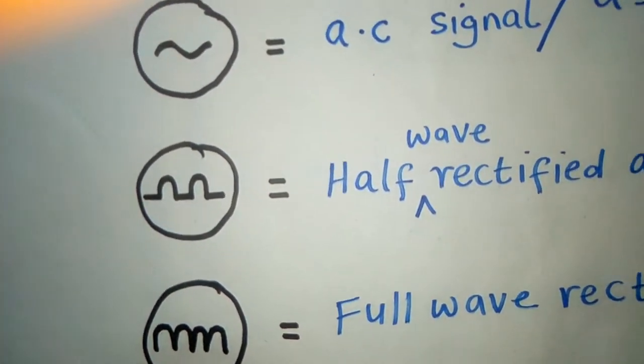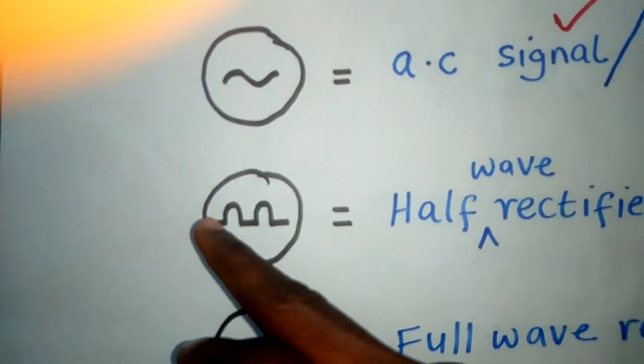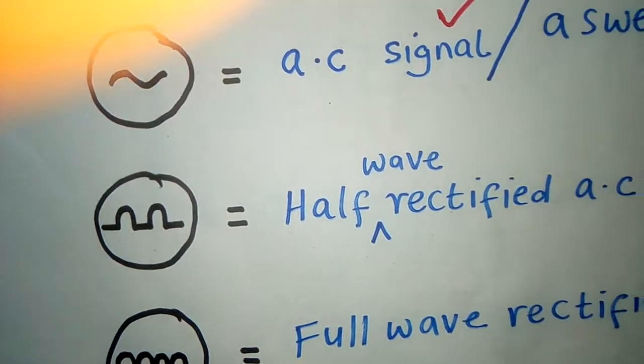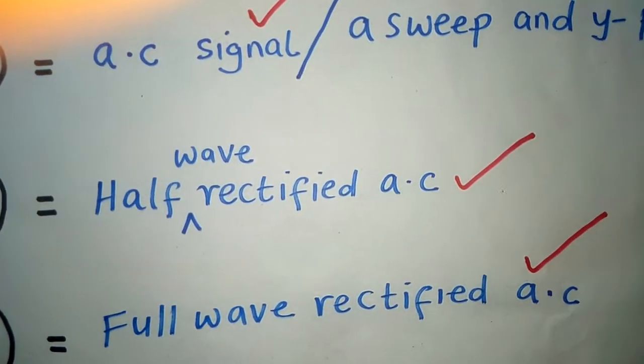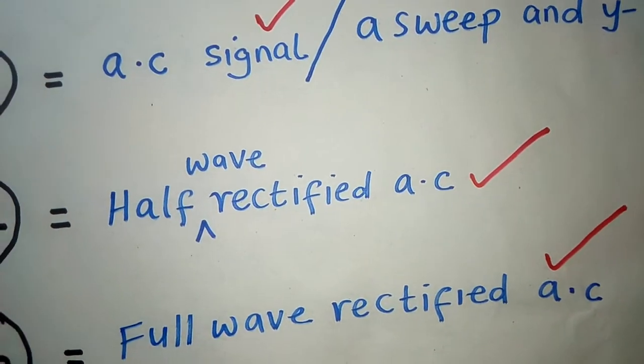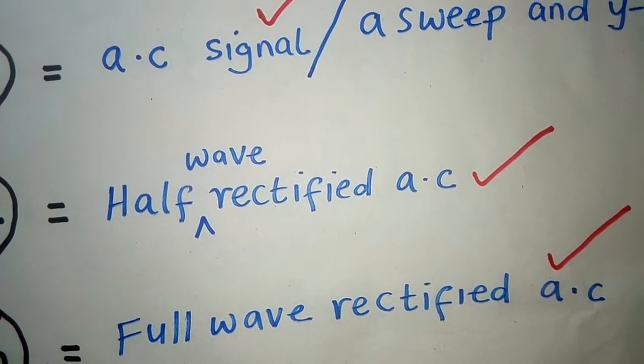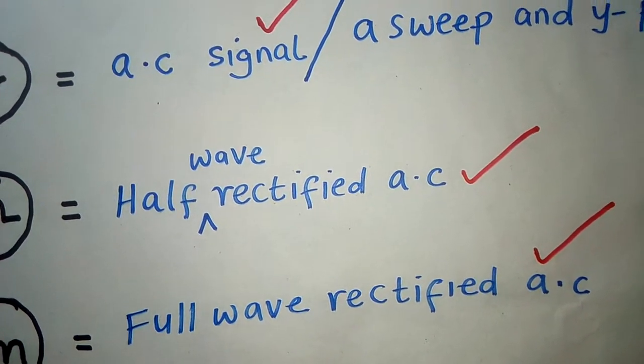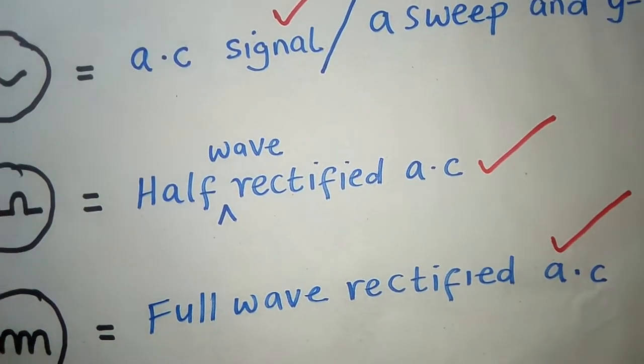Then when you see this one, where you have horizontal, you have this, another horizontal, you have this. It means half wave rectified AC. AC means alternating current. We shall look at what we mean by half wave rectification and full wave rectification later.